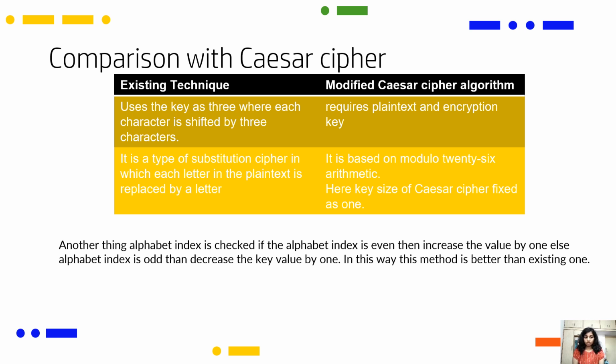And another thing, the alphabet index is checked. If the alphabet index is even, then increase the value by 1, else if the alphabet index is odd, then it will decrease the value by 1. In this way, this method is better than the existing one.